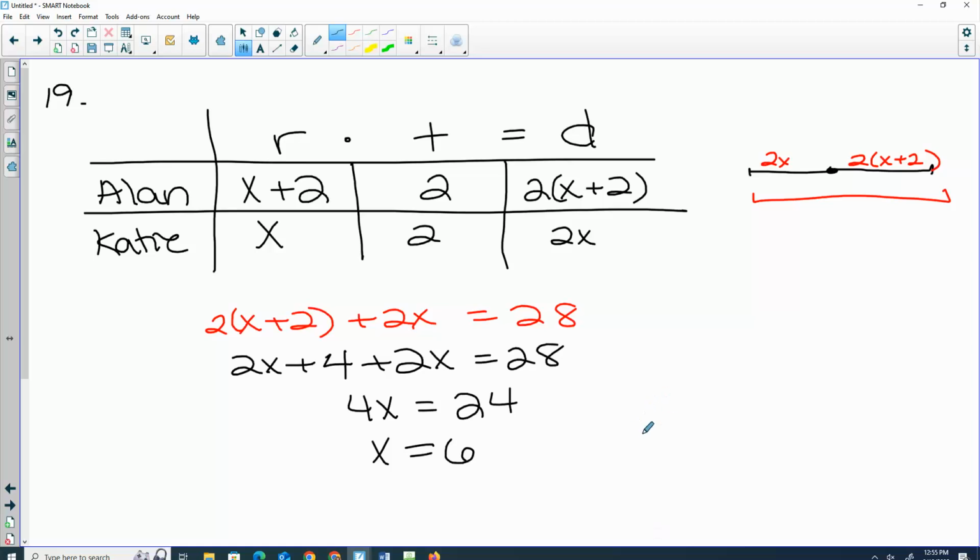But you have to answer the question. The question wants Alan's rate. Alan is X plus 2. So how fast is he running? 8 miles per hour.